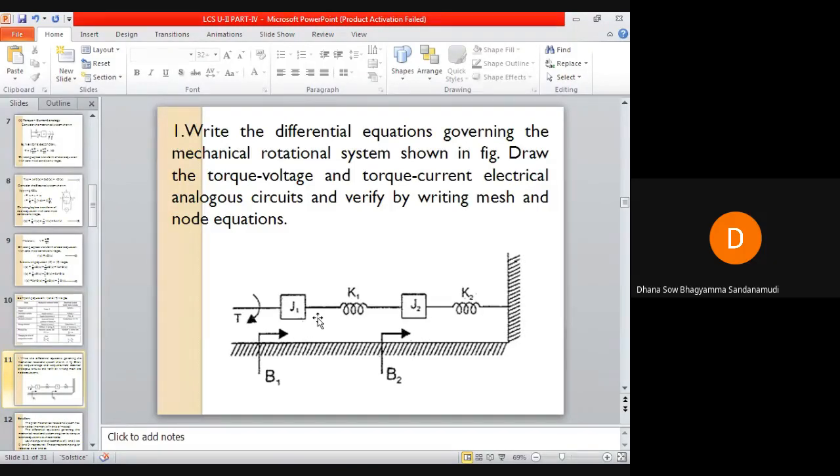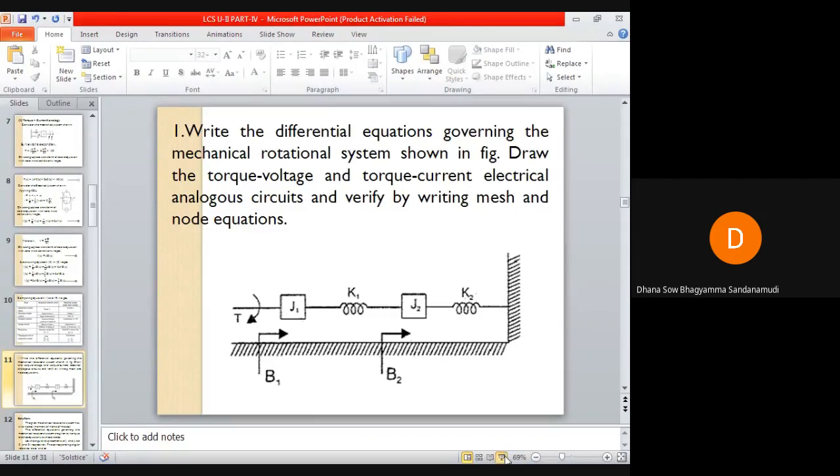We have to write the differential equations governing the mechanical rotational system. This is the mechanical rotational system, and you have to determine the differential equations, draw the torque-voltage and torque-current electrical analogous circuits, and verify by writing mesh and nodal equations. This is the given system.